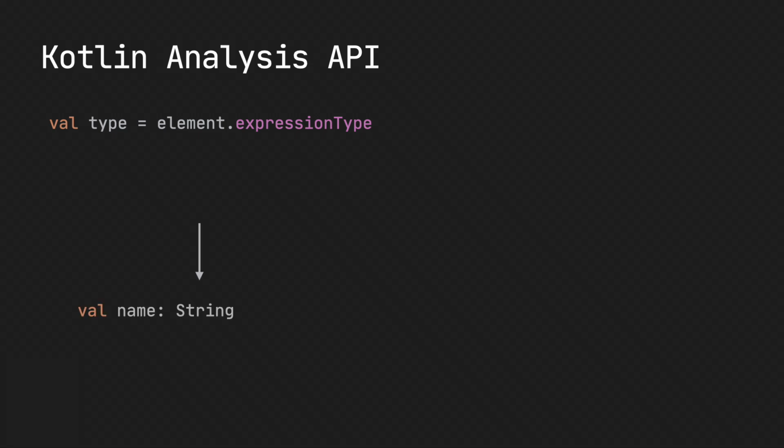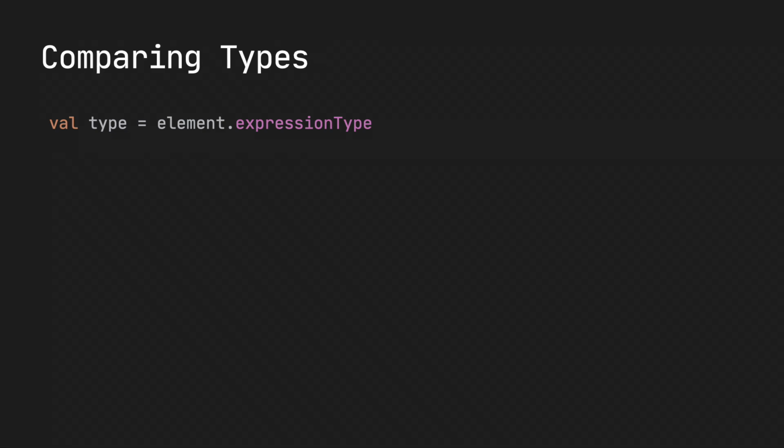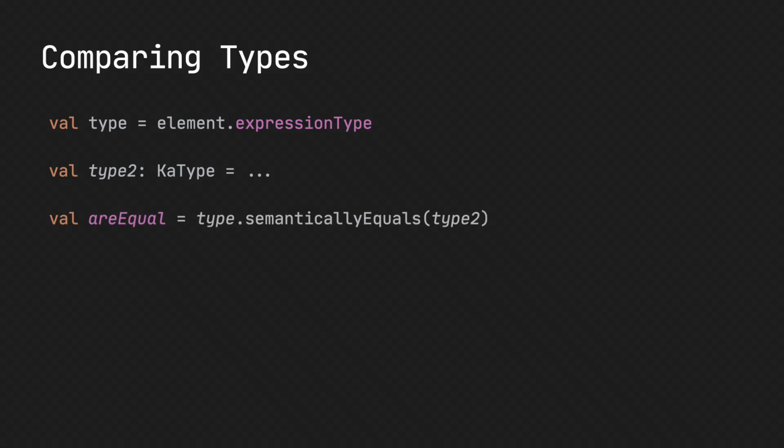So when you look at, for example, a string, in this case, I want to get information about the class name that's in there. So I could do it like this. I could do type.classID and then get the actual class name for the type that I want, and I could do a comparison on it, for example. I can also compare types if I want. Suppose I have an expression type like this, and there's a second KA type that I want to compare it to, and I could do semantically equals, and I could do a comparison like this. So it provides me with an API to do that.